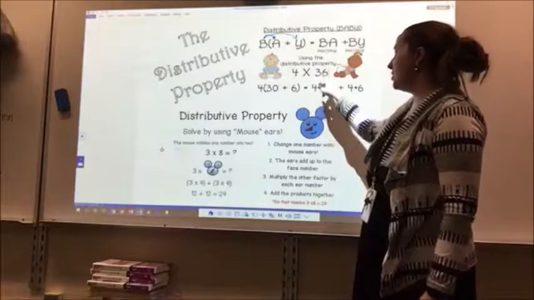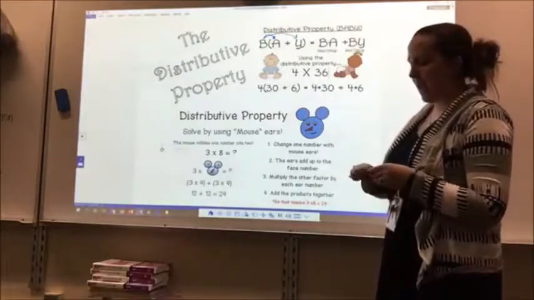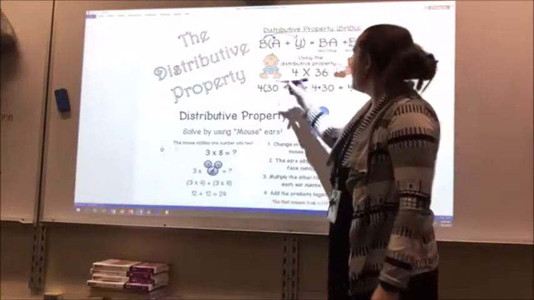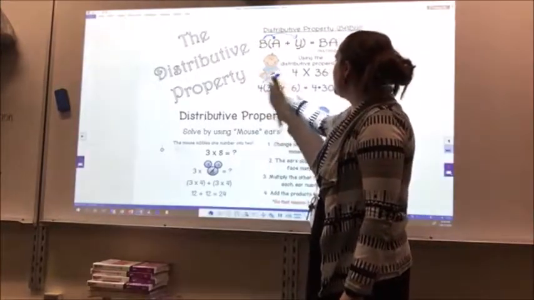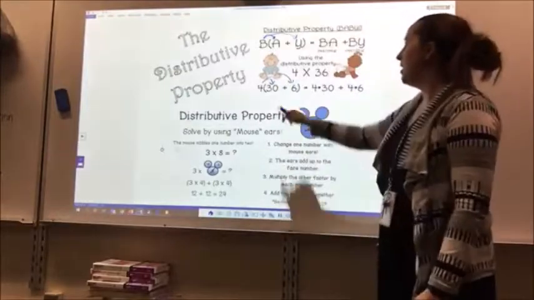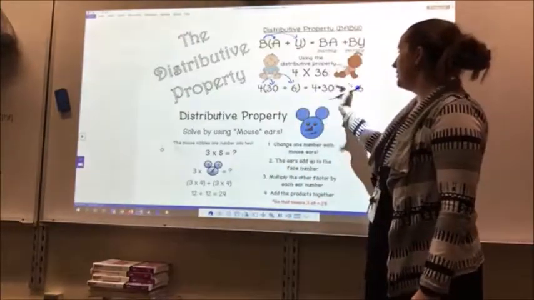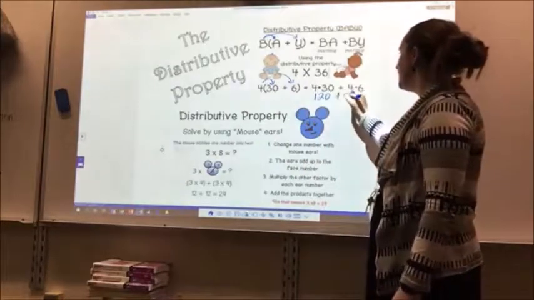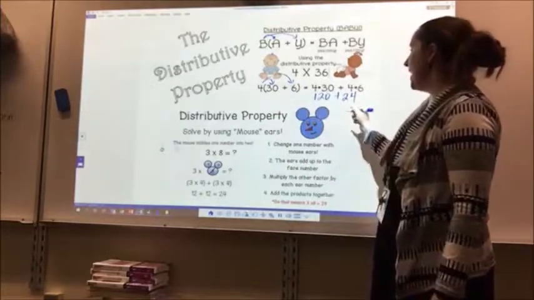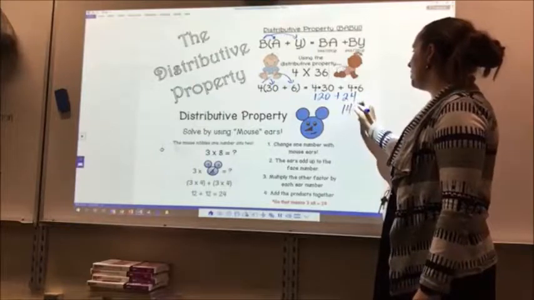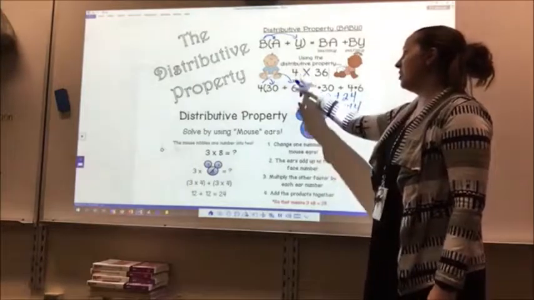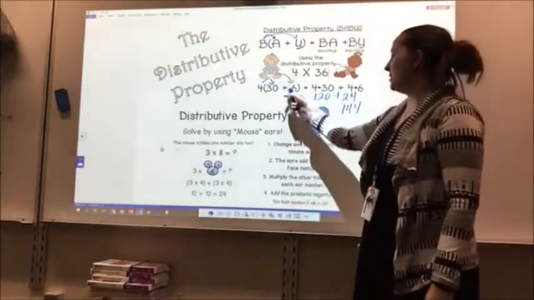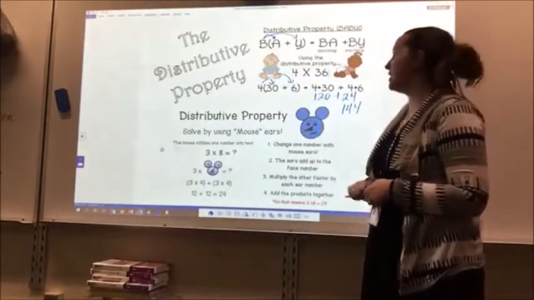So if I use 4 times 36, I can change 36 into 30 plus 6. Then I can use the distributive property to multiply to make it easier. 4 times 30 gives me 120, and 4 times 6 gives me 24. So when I add them together, I get 144. I could also multiply 4 times 36 and get 144 as well, but this makes it a little bit easier and breaks it down for you.